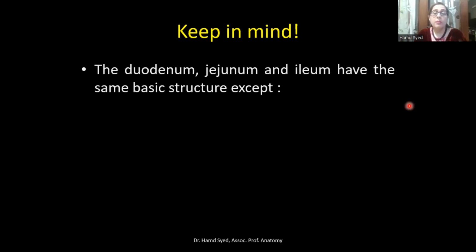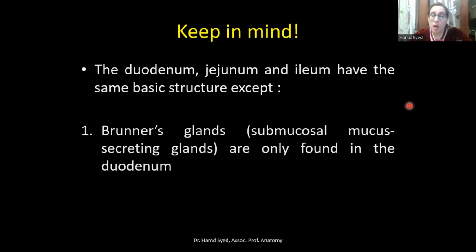But there are some basic differences between these 3 parts of the small intestine, which would help you to identify a tissue section of the small intestine, and you can identify whether it has been taken from the duodenum, the jejunum, or the ileum. So what are the points which can help us to differentiate between these 3 parts of the small intestine? Keep in mind, the duodenum, jejunum, and ileum have the same basic structure, but the difference is that the duodenum has a special feature, and that is the mucus secreting glands within its submucosa.